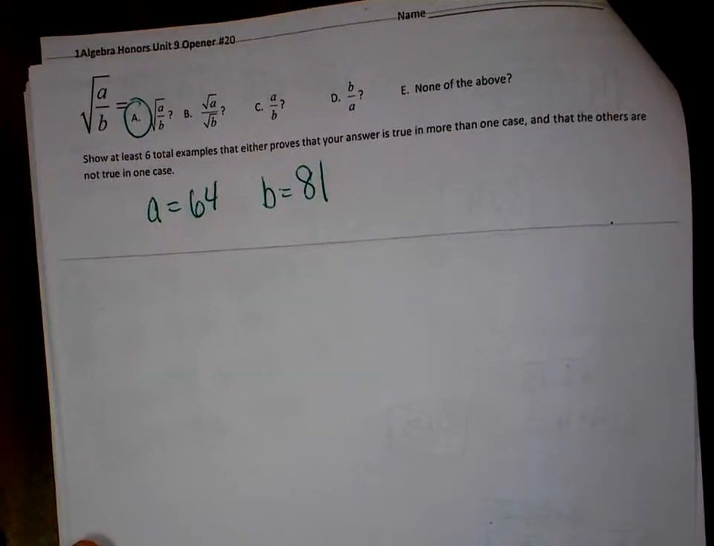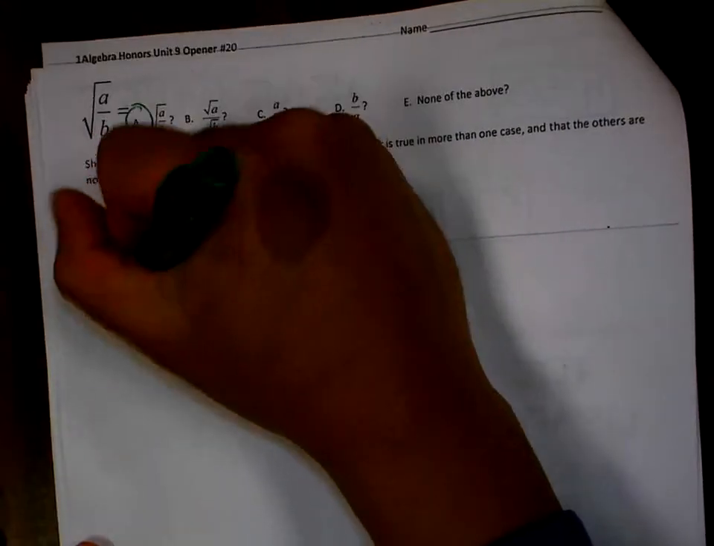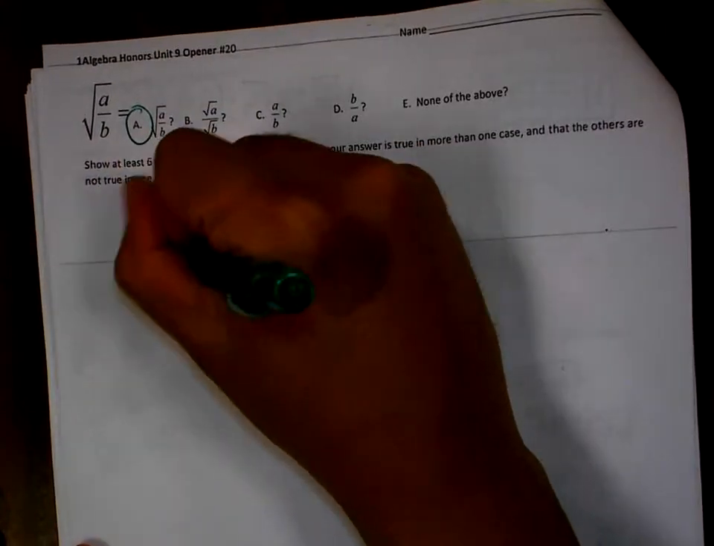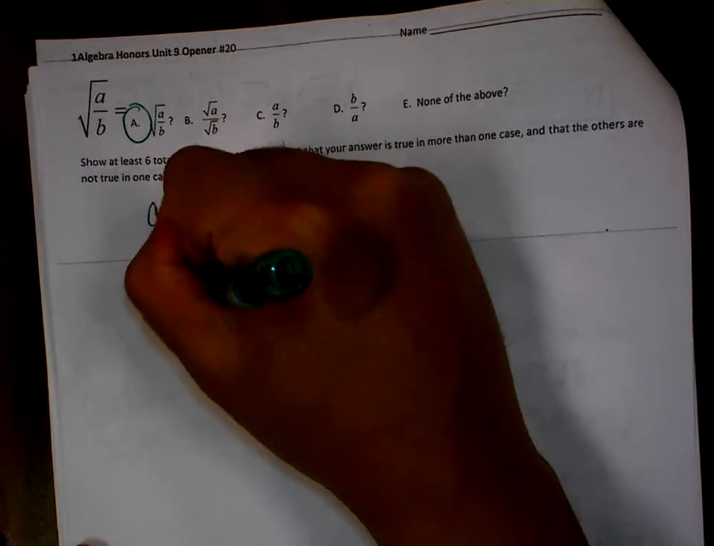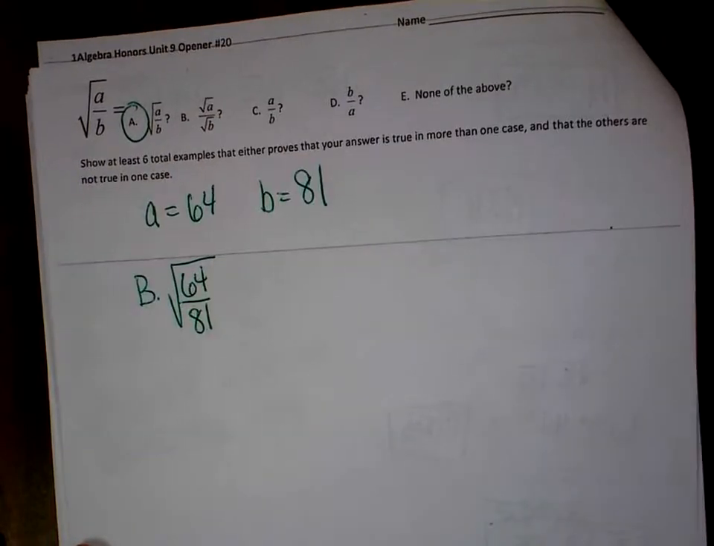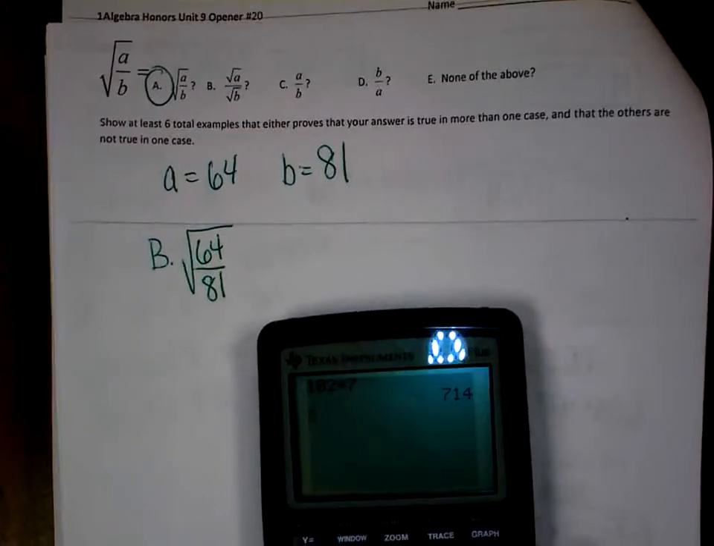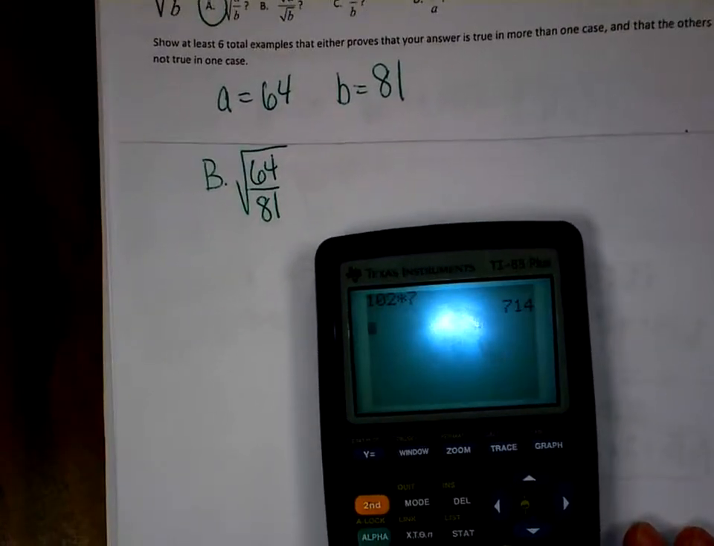All right, so is B true? Is the square root of 64 over 81... what's that the same as? So let's type it in the calculator. It's very easy to see.